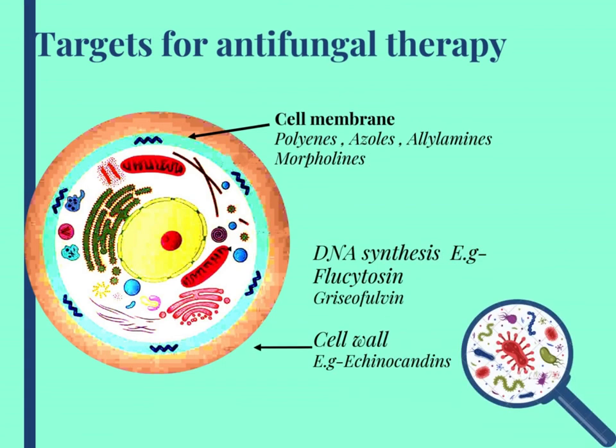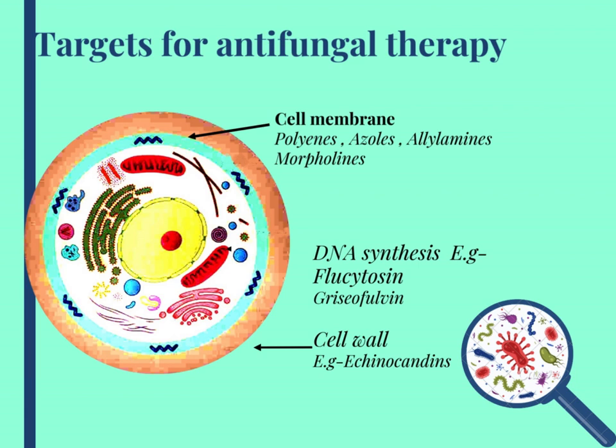1. Polyenes. Target site: polyenes, such as amphotericin B, target ergosterol, a key component of fungal cell membranes. Mechanism of action: they bind to ergosterol, disrupting the integrity of the fungal cell membrane. Effect: this disruption leads to increased permeability, leakage of cellular contents, and ultimately cell death.